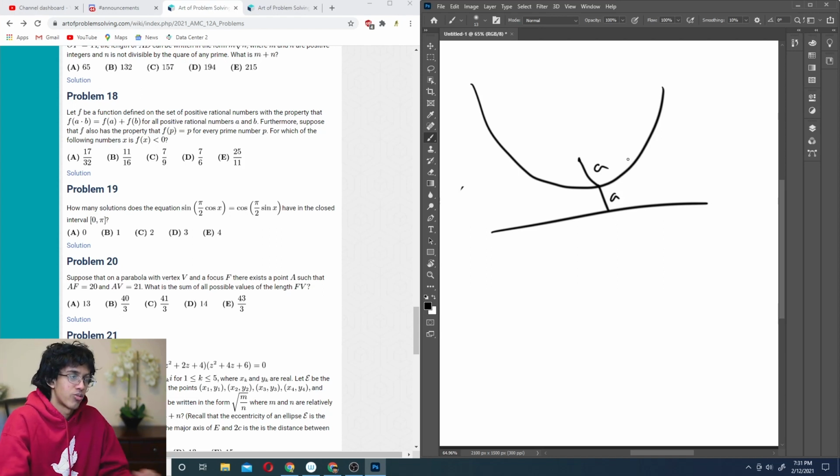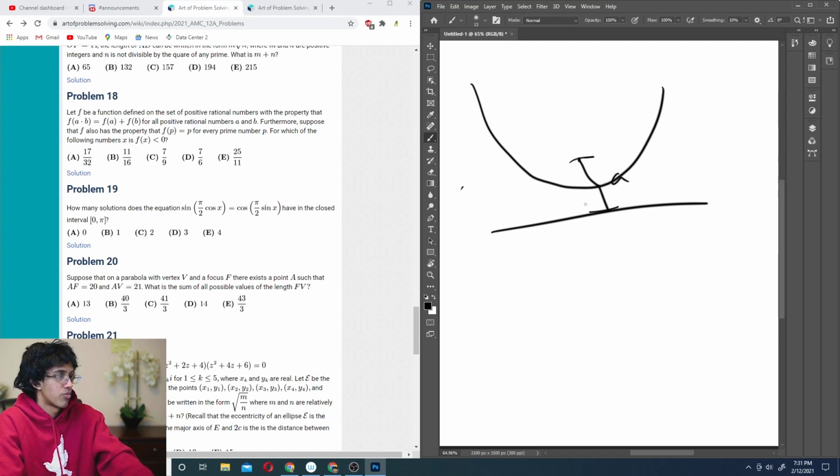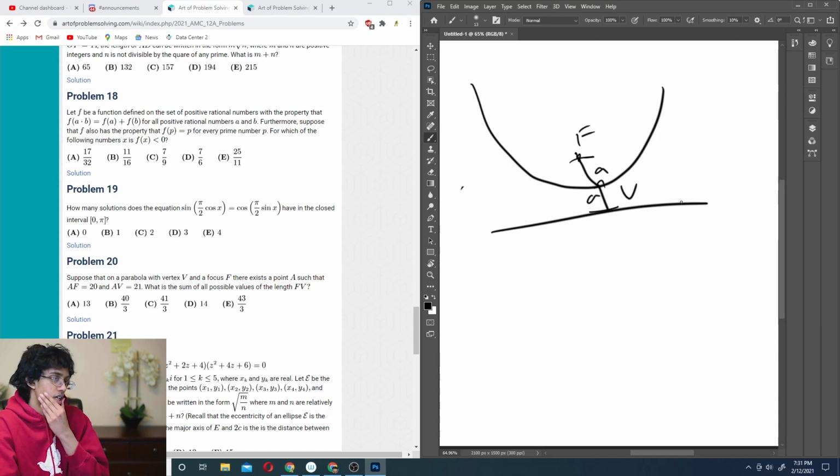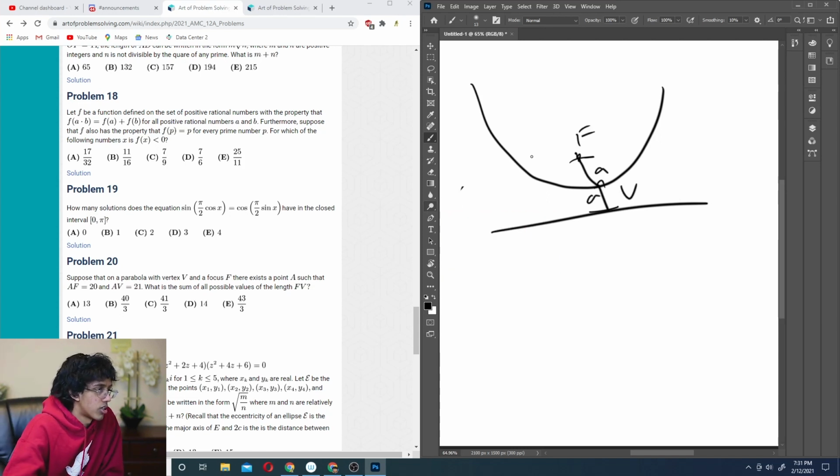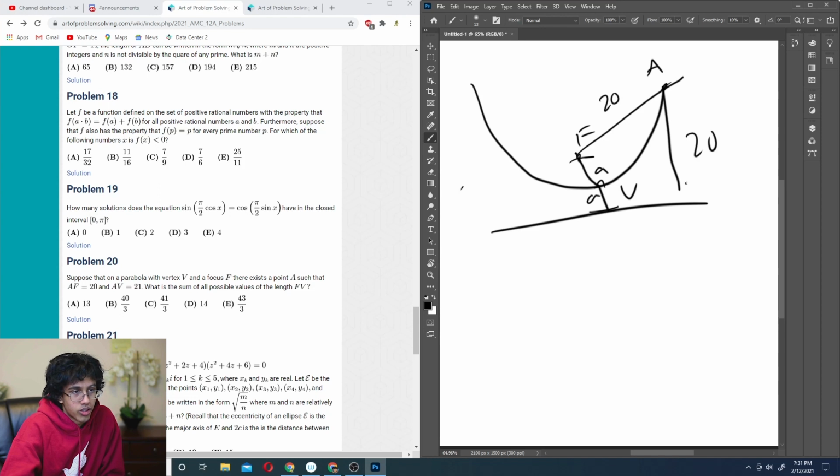God dang it. Okay, so why don't we just call this whole thing a, right? Because we want the sum of the possible values of FV, so this is F, this is V, so we want this to be a. And essentially we want a point on it such that AF is equal to 20, which means the distance to the directrix is also 20, and we want AV to be 21. Okay, so essentially we could Pythagorean theorem this boy.